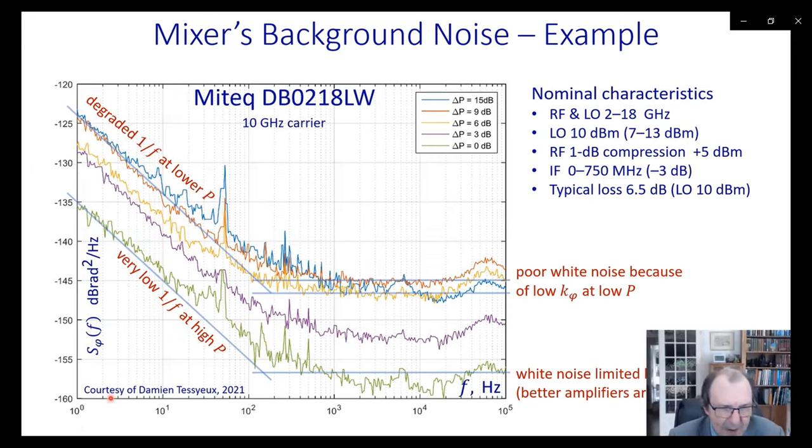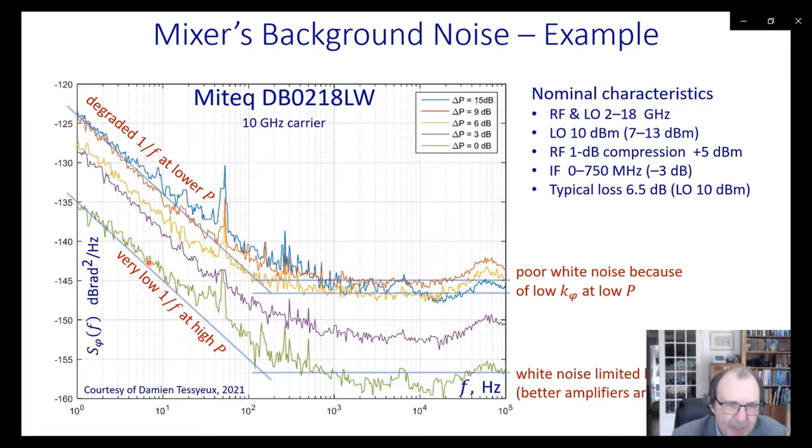This is the noise of this mixer at some 10 dBm power here, and the flicker extrapolated to 1 Hz is minus 135 dB radians squared per Hz, so minus 138 dBc per Hz. And this is one of the best mixers I have ever seen.